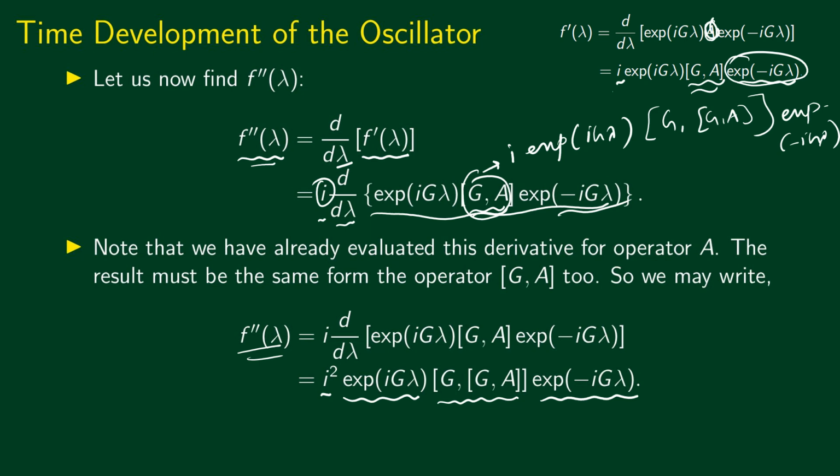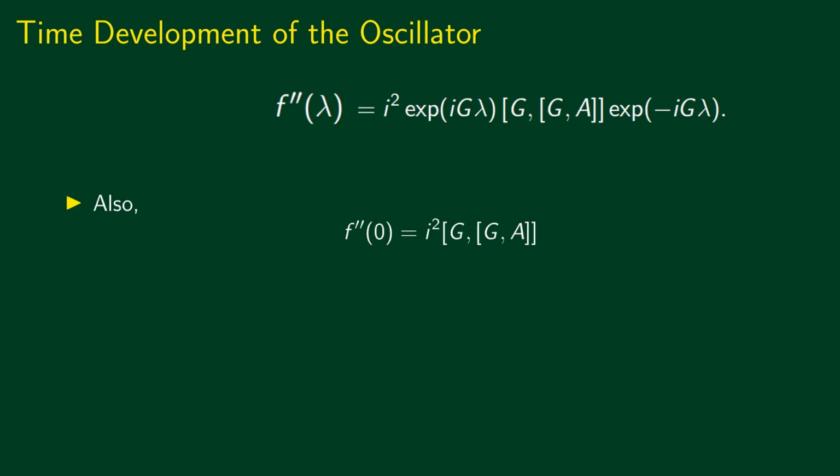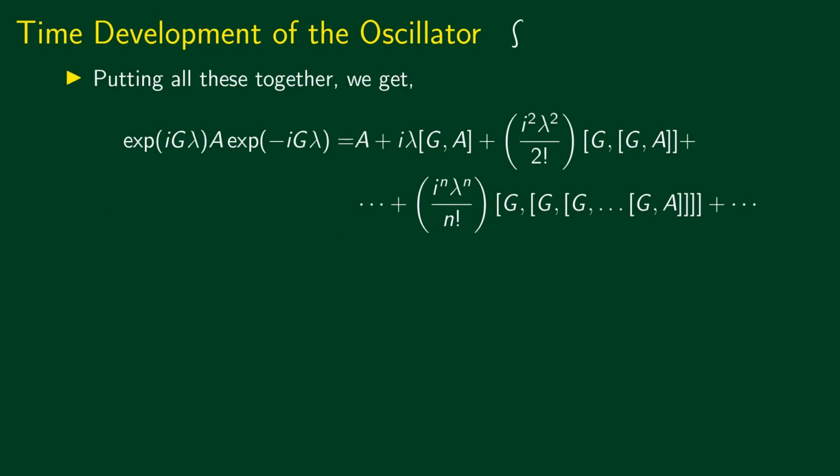So using the result for f prime of lambda, we are able to find also f double prime of lambda. Now we need to evaluate this at lambda equal to 0. So f double prime of 0 is i square, the commutator of G with the commutator of G and A. We just put lambda equal to 0 in here, and both these exponentials become the identity operator. I leave it as an exercise for you to show that f triple prime of 0 is i cube multiplied by the commutator of G with the commutator of G with the commutator of G and A.